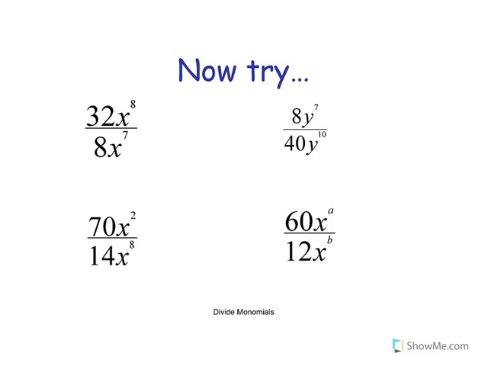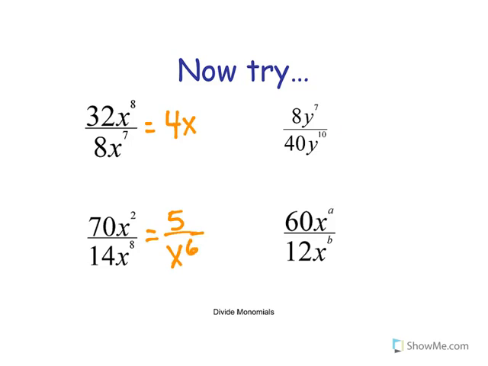So the first one's pretty basic, right? 32 divided by 8 is 4. 8 minus 7 is 1, so we just are left with 4x. This is another pretty easy one, right? So 70 divided by 14 is 5. Now the problem is, where do I have more powers of x? I have more powers in my denominator. How many more do I have? Well, 8 minus 2 is 6, so my denominator is going to be x to the 6th.